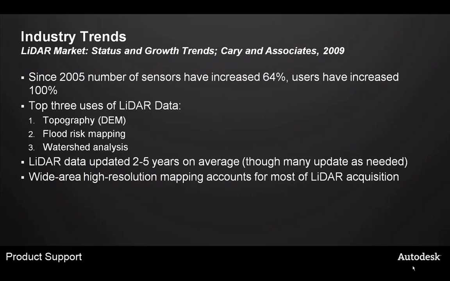Some industry trends that we're seeing is that since 2005, the number of sensors has increased by 64% and users have increased by 100%. So LiDAR data is really hot right now. The top 3 uses we're seeing right now for LiDAR data is to work with topography or DEMs, flood risk mapping, and watershed analysis. LiDAR data is updated approximately every 2 to 5 years, although there may be more updates needed on a more frequent basis than that.